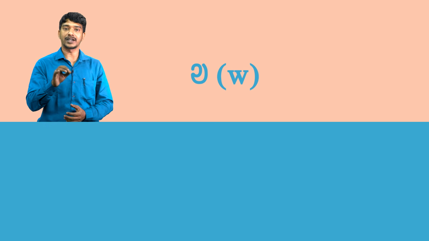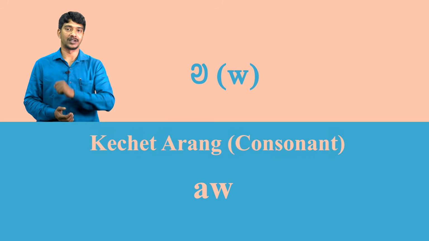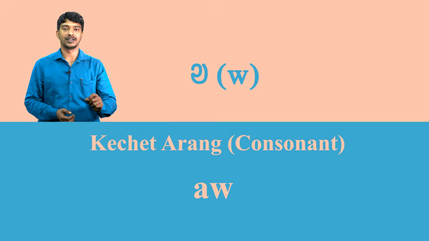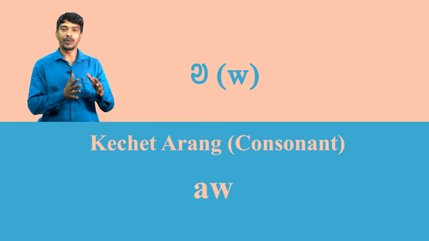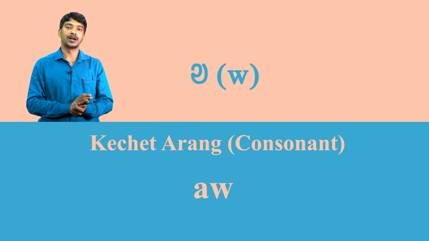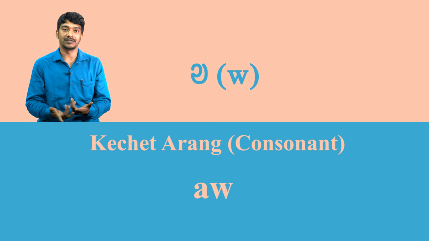The fifth letter of the set we have here is Au. This letter is pronounced Au in Santali. It is a consonant. In Santali, it is called Kechet Arang. Au is framed as the picture of the rising hands of a suddenly frightened man.